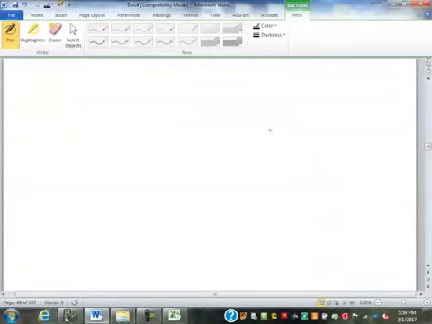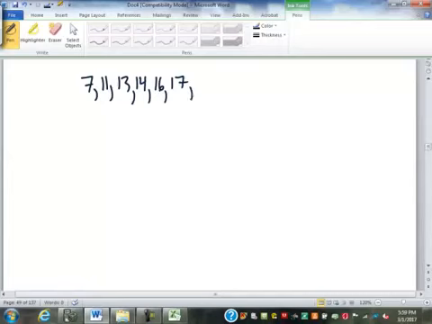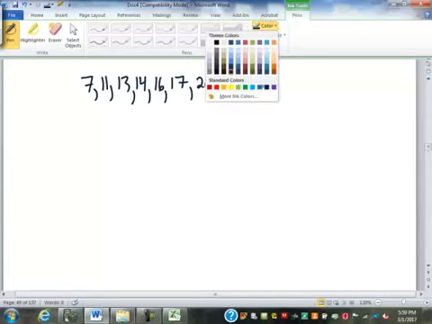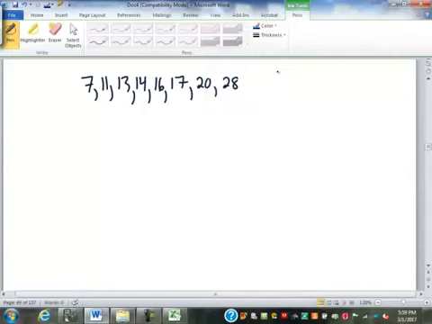For example, I'm going to give you a small data set, and I'm going to put them in order from smallest to largest right off the bat just to make it a little bit simpler and quicker. 7, 11, 13, 14, 16, 17, 19, 20, and 28. So there are 8 numbers.